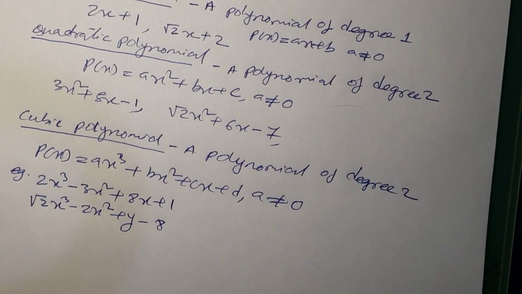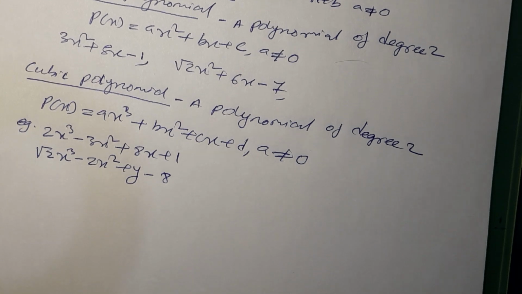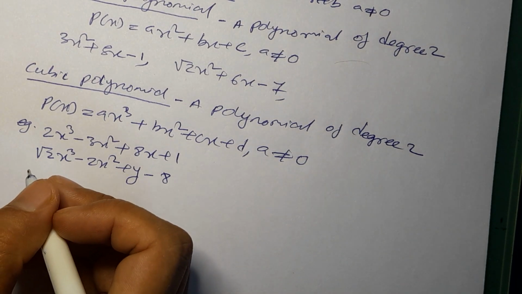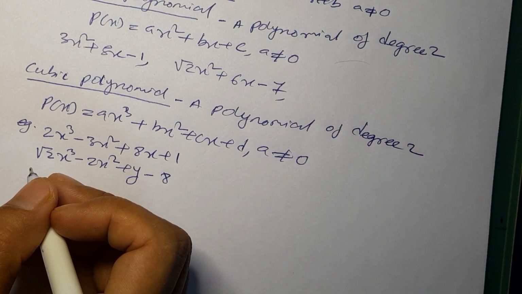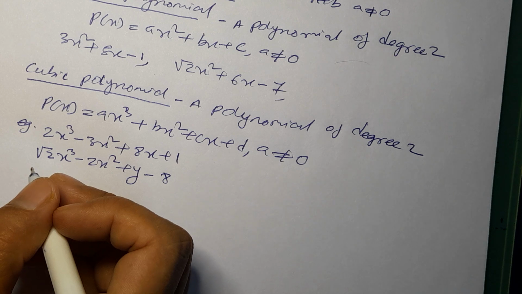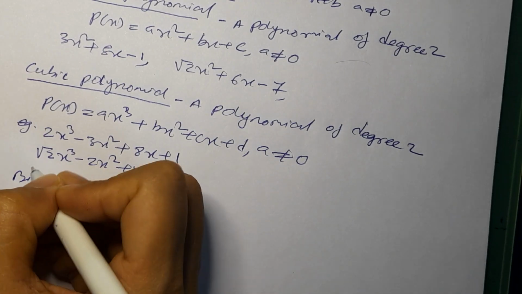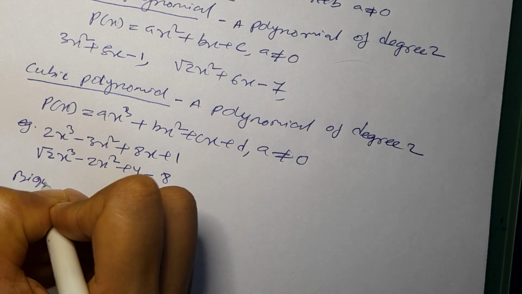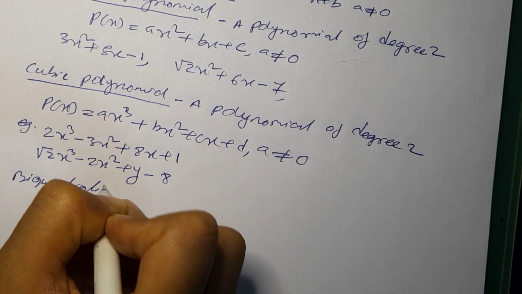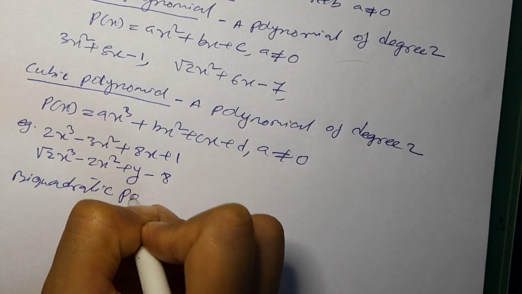After that it will be biquadratic. Bi means 2, quadratic means highest power 2, so biquadratic will be x to the power 4. Biquadratic polynomial.